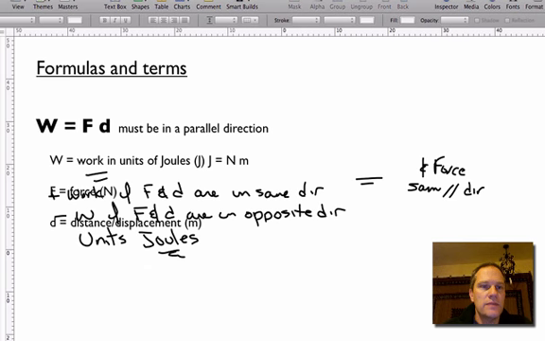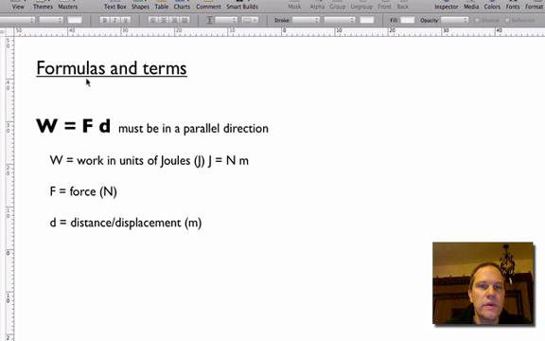So let's take a look at formulas. Work, which is capital W, is equal to force times distance. And again, the key thing here is that work is only done when they're in parallel directions. So work has units of joules, and a joule is equal to a Newton meter, which you can see by looking at the units of what work is made up of, both force and distance.